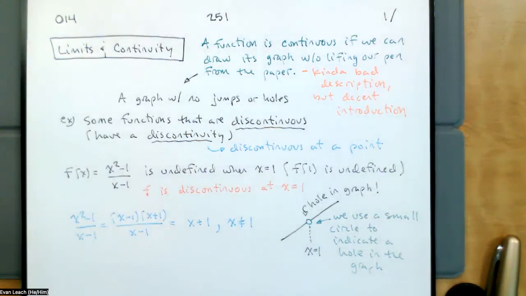So this is one type of discontinuity. There's a hole in the graph. The graph goes along, has to stop at this one point where it's undefined, but then it just keeps going on.